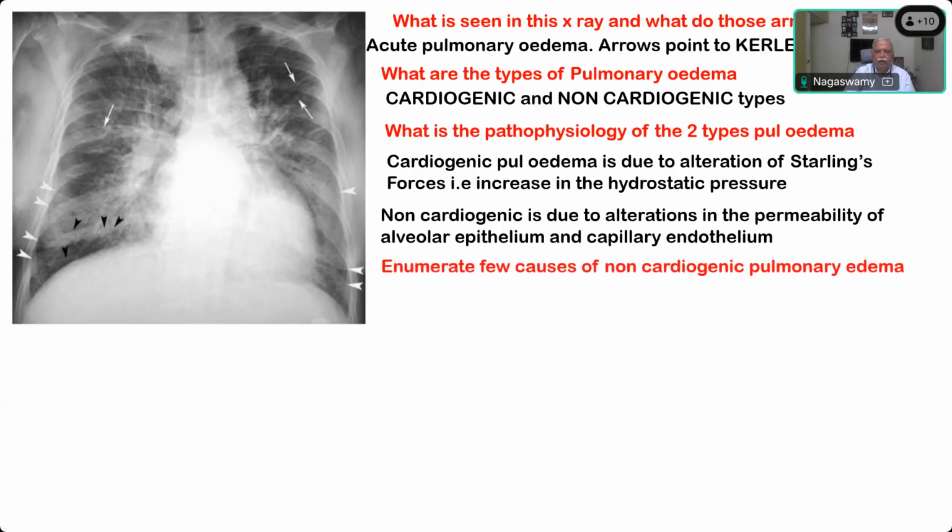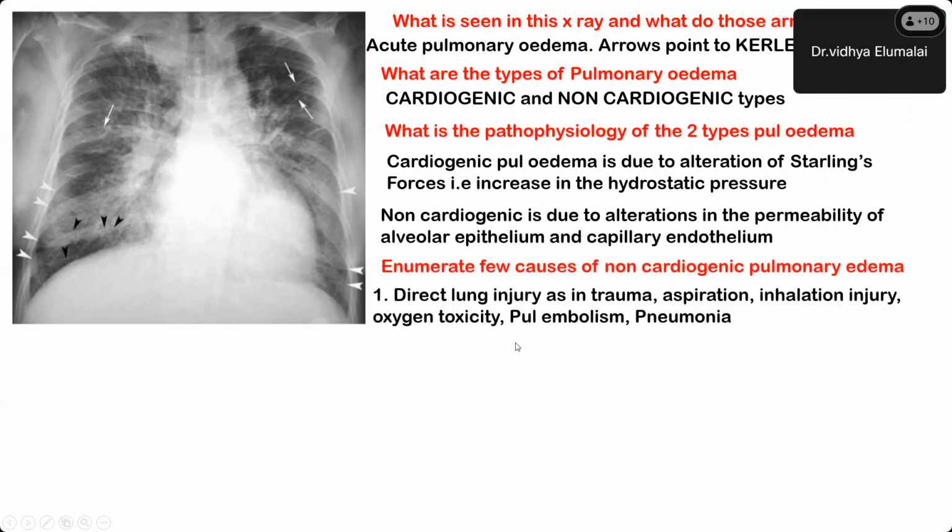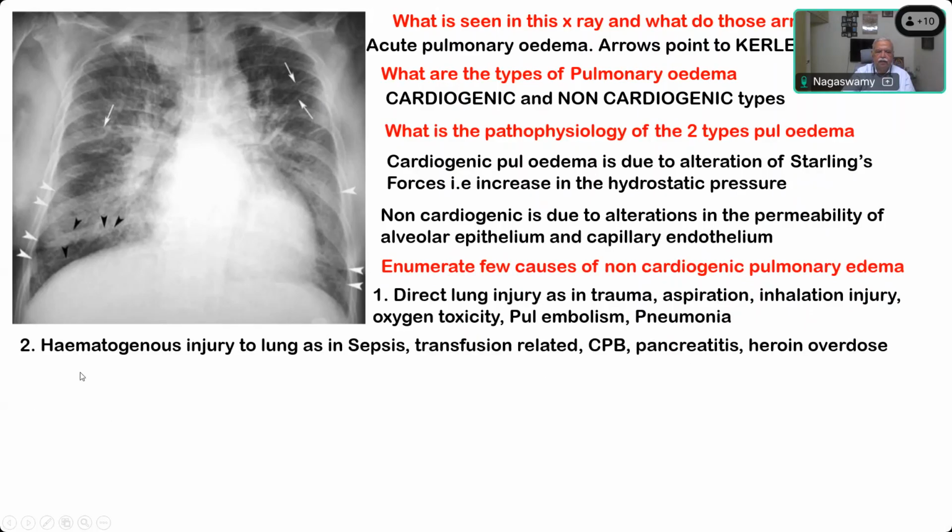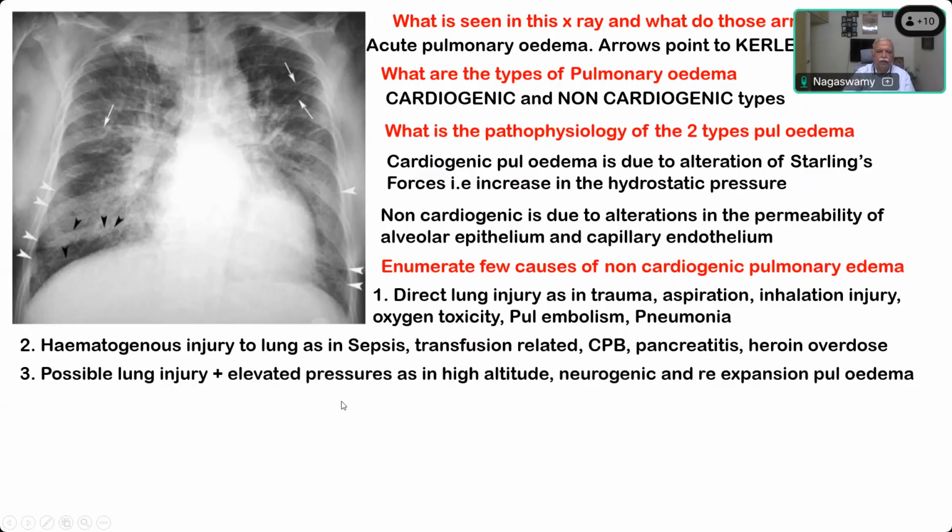Enumerate a few causes of non-cardiogenic pulmonary edema. Sir, aspiration. Okay. Direct lung injury, trauma, aspiration, inhalation injury, oxygen toxicity, pulmonary embolism, and pneumonia. Hematogenous injury like sepsis, transfusion-related lung injury, CPB, pancreatitis, heroin overdose. Possible lung injury plus elevated pressures as in high altitude, neurogenic or re-expansion pulmonary edema.